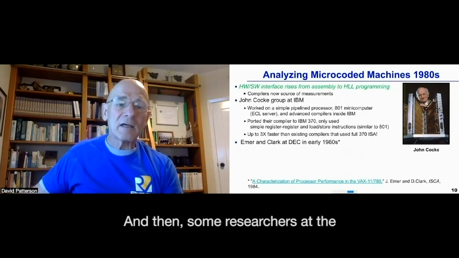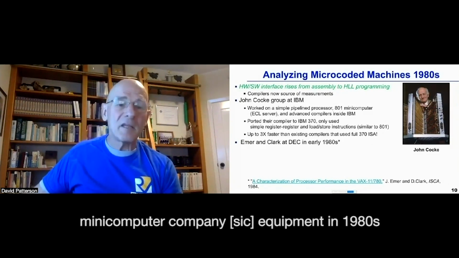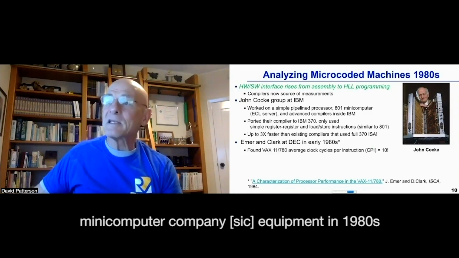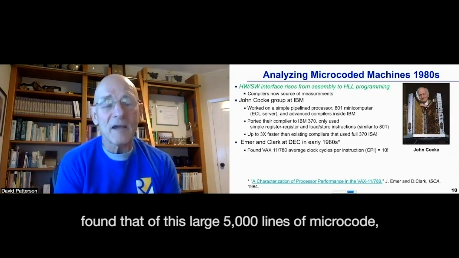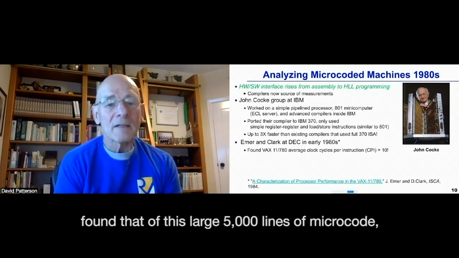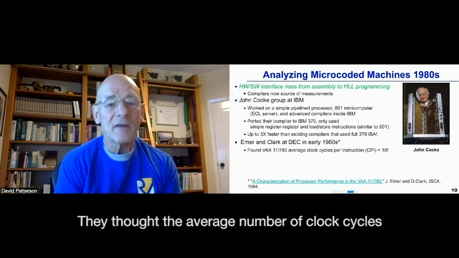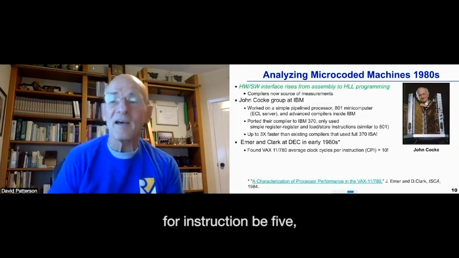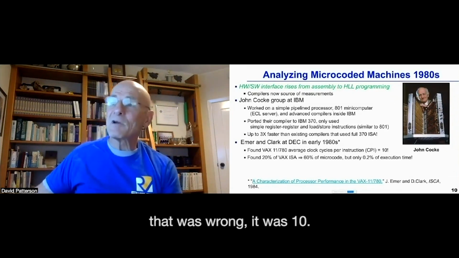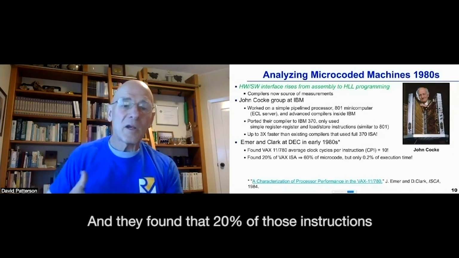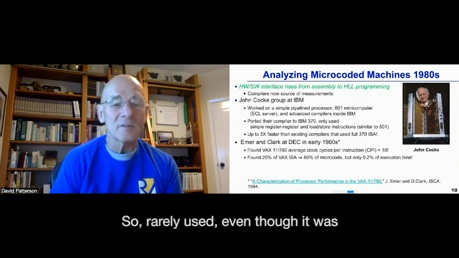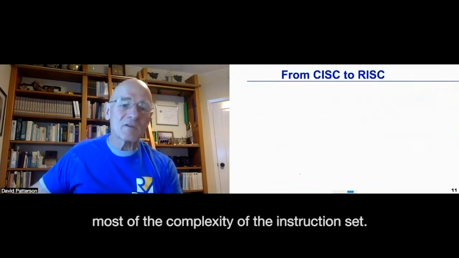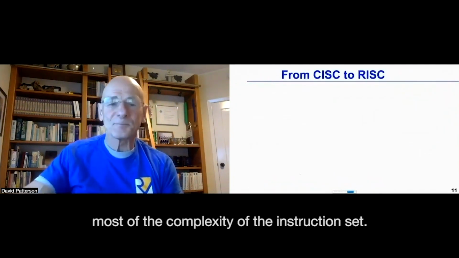And then some researchers at the minicomputer company used equipment in the 1980s and found that of this large 5,000 lines of microcode, it wasn't as efficient as they thought. They thought the average number of clock cycles per instruction would be 5, but as they measured it, they found that was wrong. It was 10. And they found that 20% of those instructions were 60% of the microcode, but hardly used at all. So rarely used, even though it was most of the complexity of the instruction code.